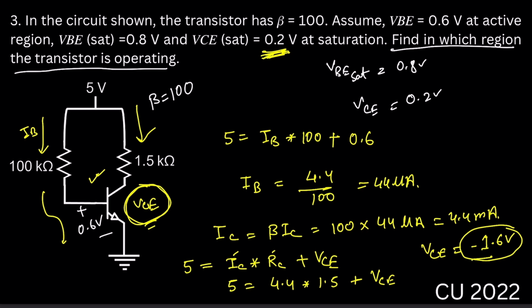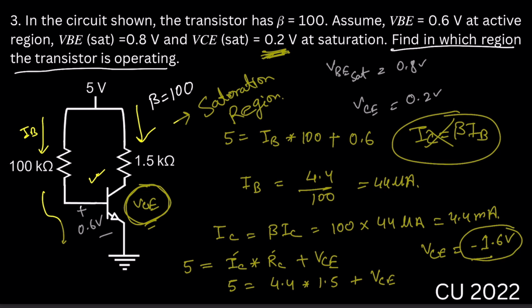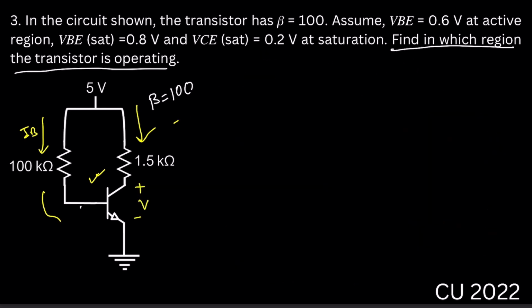That means this transistor works in the saturation region. So we cannot use the IC equal to beta IB relation. Now we already know that the transistor is working in the saturation region. That means we need to use the VCE sat and VBE sat values. So this VCE will be 0.2 volt, VCE sat, and this VBE will be 0.8 volt, right?